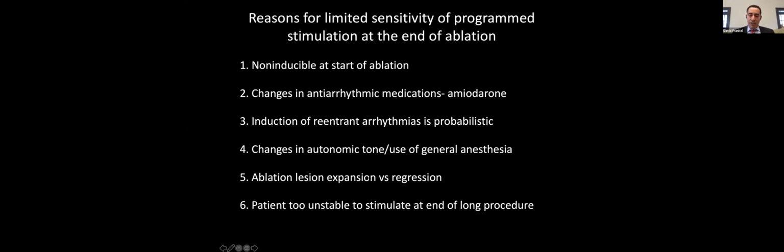Number 5, ablation lesions can expand or regress. So this is the equivalent: you do an accessory pathway ablation, the patient leaves the lab without pre-excitation, and then the next morning you get an EKG, and unfortunately pre-excitation is back. So a similar concept could occur. You ablate the isthmus, but you just stun those cells, you don't permanently kill them. And another one that we commonly encounter, long ablation procedure, many hours, maybe the patient just isn't stable enough. They're 2 liters positive at that point, and you don't want to subject them to rigorous program stim.